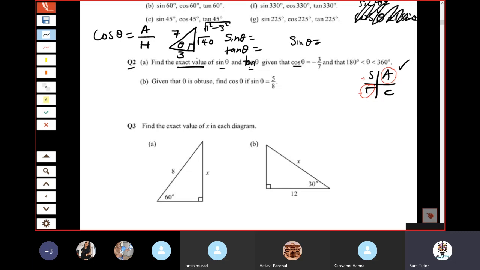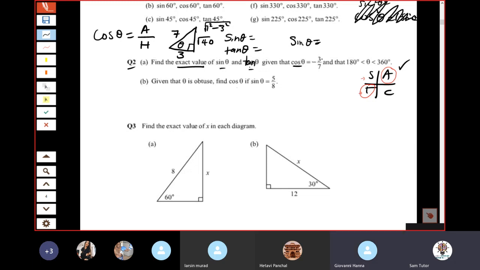Wait, what have I done here? Adjacent. Oh, yeah, adjacent over hypotenuse. I was like, whoa, this looks weird. 3/7. And then we worked out our opposite side. From there, we can work out what our sine theta is and what our tan theta is. But before we got to that, we were asking ourselves this question. The fact that cos theta is negative. So Giovanni, for example, now with this question, let's see if you can get this out. Cos theta is negative, right?